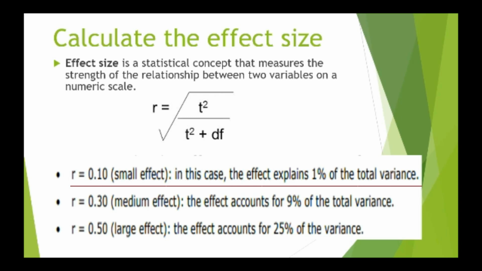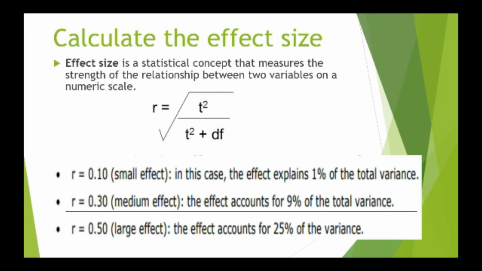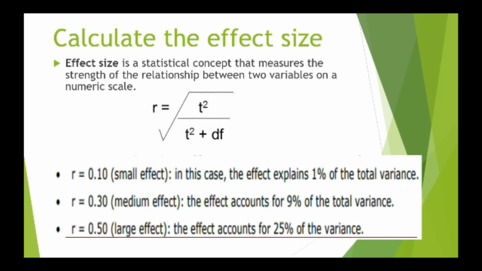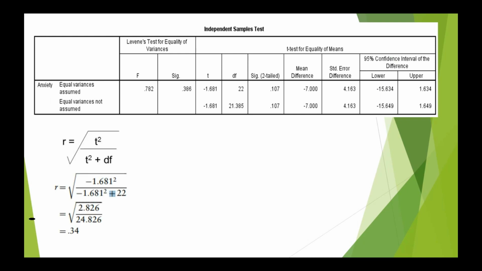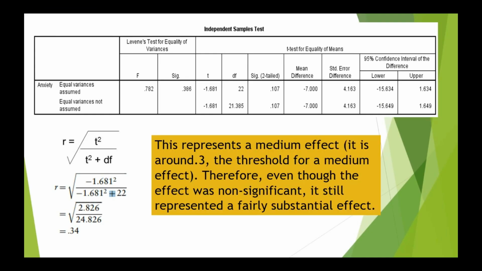the total variance. If it's 0.30, it shows medium effect, which means the effect accounts for 9% of the total variance. And lastly, if it's 0.50, it shows large effect, which means the effect accounts for 25% of the total variance. In our case, we compute the effect size and we got a result of 0.34, which represents a medium effect. Therefore, even though the effect was non-significant, it still represented a fairly substantial effect.